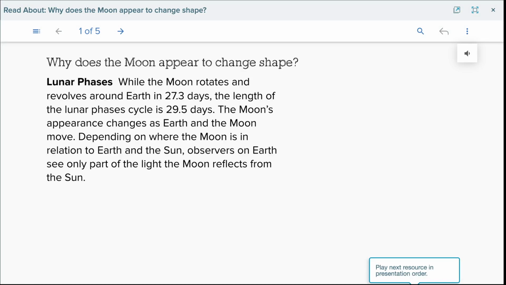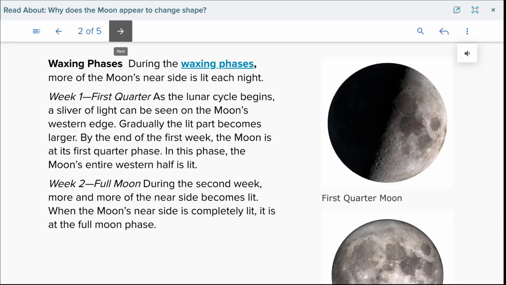So, while the moon rotates and revolves around Earth in 27.3 days, the length of the lunar phases cycle is 29.5 days. The moon's appearance changes as Earth and the moon move. Depending on where the moon is in relation to Earth and the sun, observers on Earth see only part of the light the moon reflects from the sun.